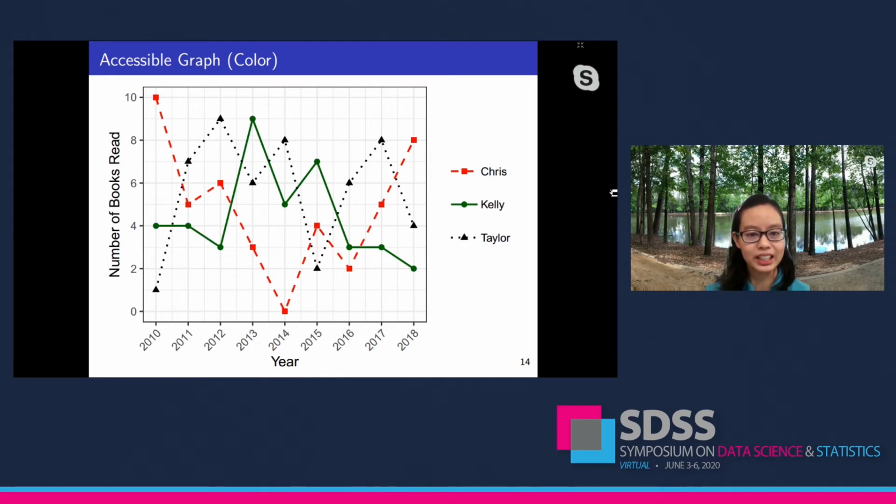So why is this called accessible? Because if we look at a graph without color, we can still clearly identify each trend. So people who are unable to see colors can still read it, still understand this graph.